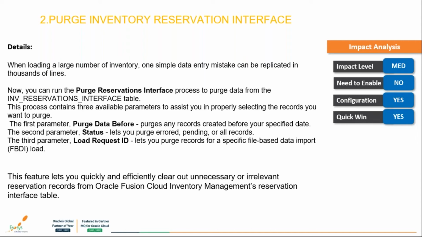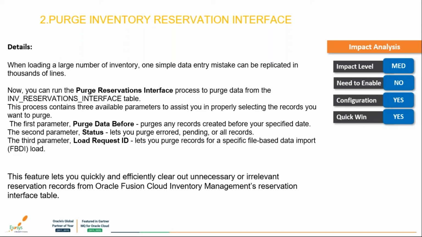This process contains three available parameters to assist you in properly selecting the records you want to purge. The first parameter is purge data before. It purges any record created before your specified date. The second parameter is status. It lets you purge error, pending, or all records. The third parameter is load request ID. It lets you purge records for a specific file-based data import, FBDI, load.